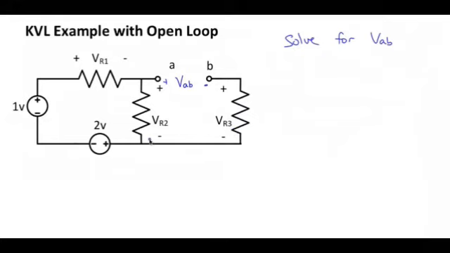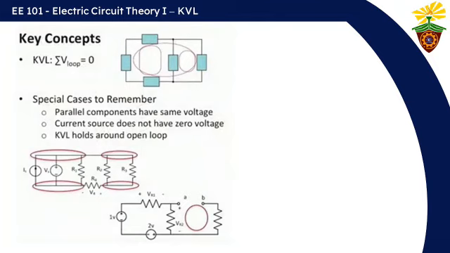So, if I go around here, I have a minus V sub R2, and then I come up to here and I get a plus V sub AB plus V sub R3 equals 0. And if I can solve for V sub R2 through Ohm's law or something else, or if I know what these are, then I can go back and solve for this. So the key here in doing an open loop is there still is a potential to cross that open loop.